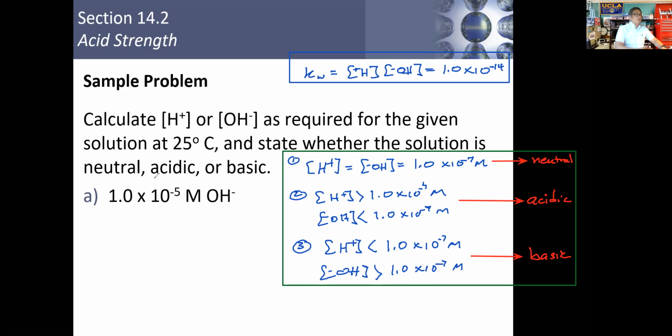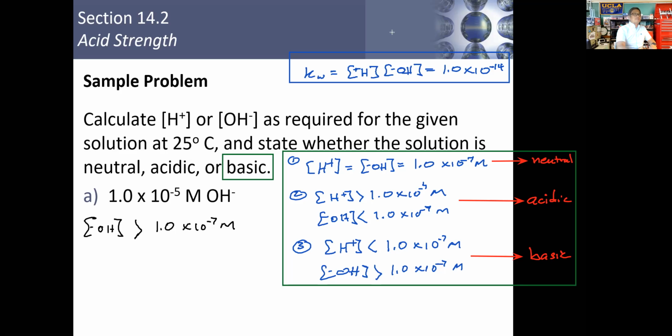All right, so looking at this solution here, we see that we have a hydroxide ion concentration that is greater than 10 to the minus 7 molar. 10 to the minus 5 is bigger than 10 to the minus 7. So therefore, we already know that the solution has to be basic. We didn't have to do any calculation, but based upon our general summary here, we know that this solution has to be basic. So we can answer this question before we even do any calculations.